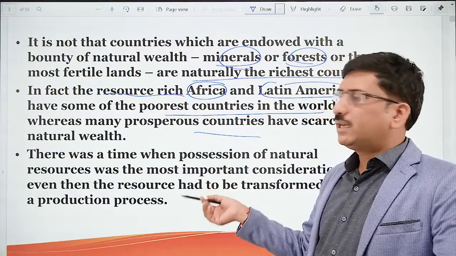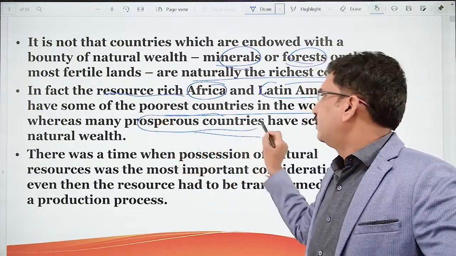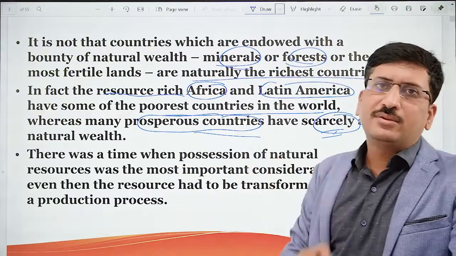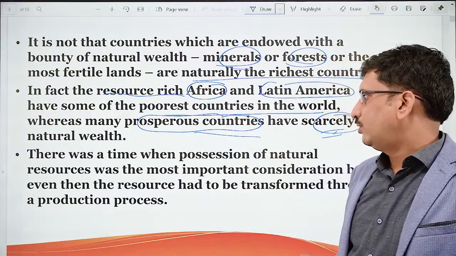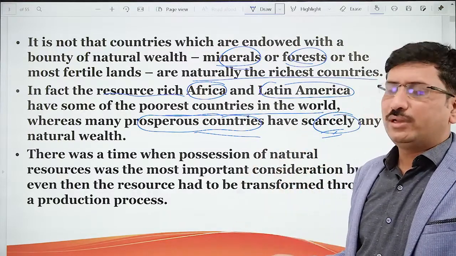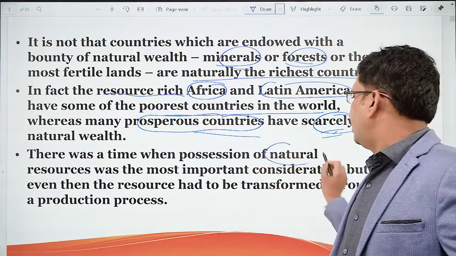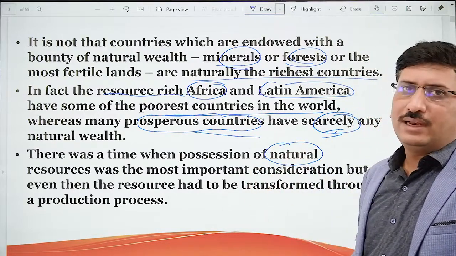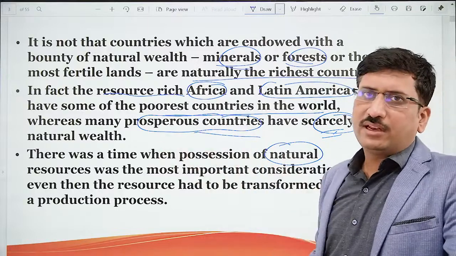They are among the poorest countries in the world. Even though they have a lot of resources, they are poor. But there are so many countries that are prosperous even though they have very little natural wealth. There was a time when people used to feel that if natural resources are available, then it will be the richest country.